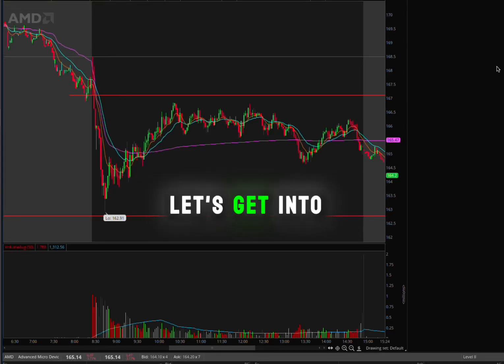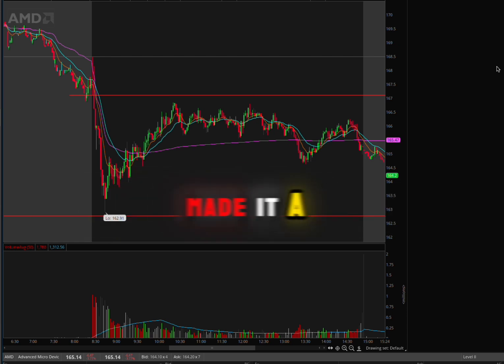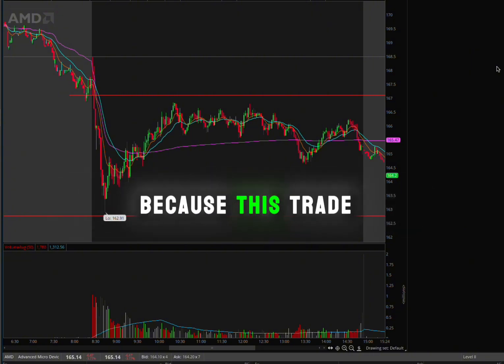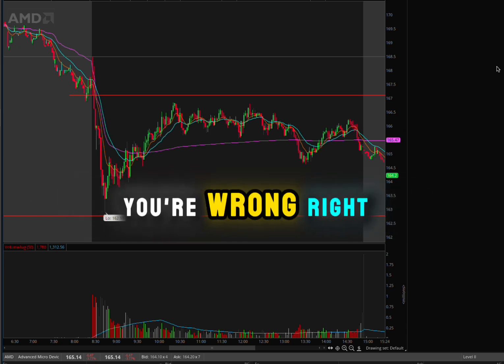All right, guys, let's get into an easy trade setup that I made today on AMD, making about 35 to 40%. I made a really good trade today. I could have made it a lot better if I didn't rush and I had a little more patience, because this trade seems to really flush and trade out about the same way. And this trade will definitely let you know when you're right, and will definitely let you know when you're wrong, right?